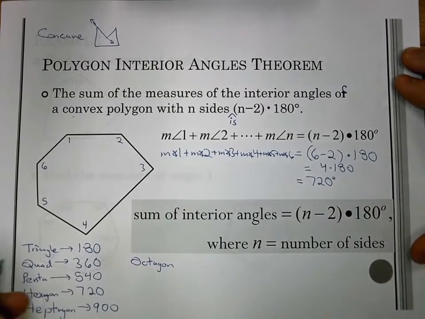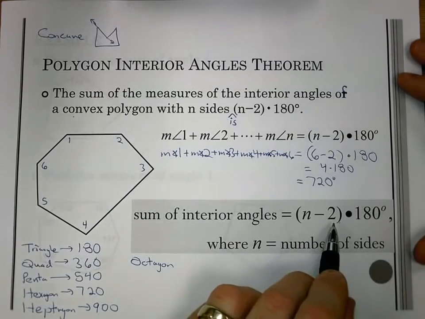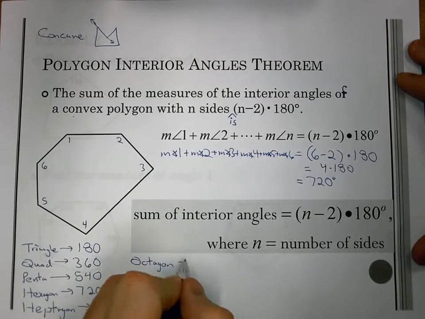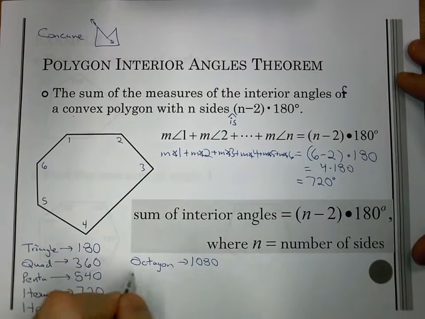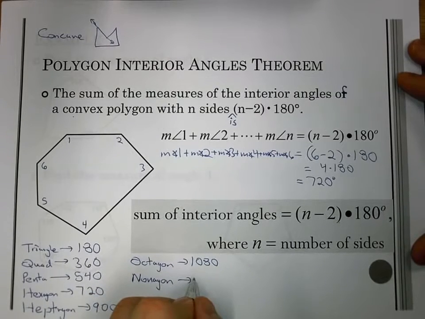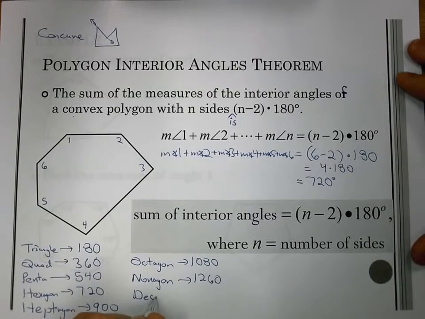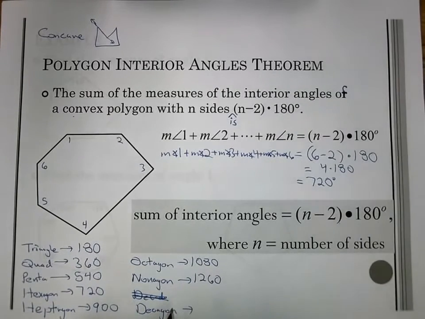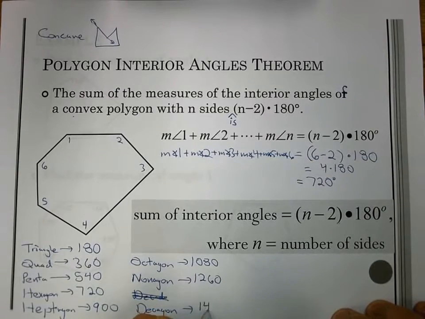Heptagon will be 900 degrees. Octagon, that's 8 minus 2, which is 6. 6 times 180 would be 1080. 9 sides is a nonagon. That looks like it will be 1260. And decagon, 10 sides, or 10 minus 2 times 180, will give us 1440.